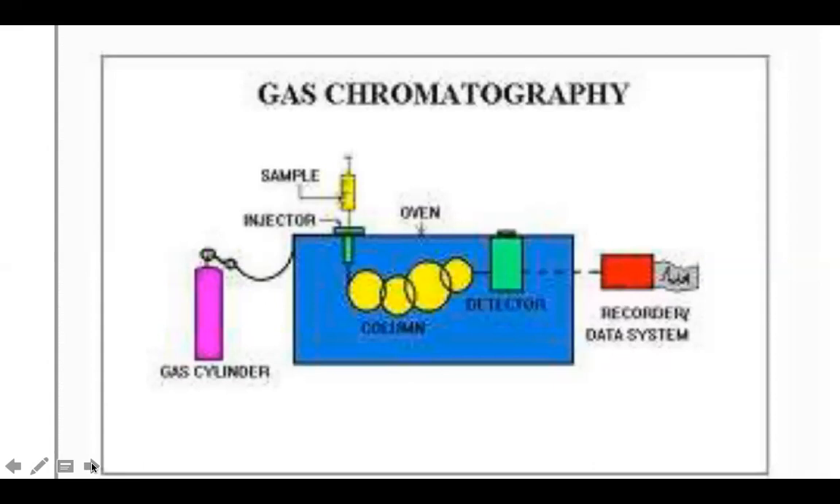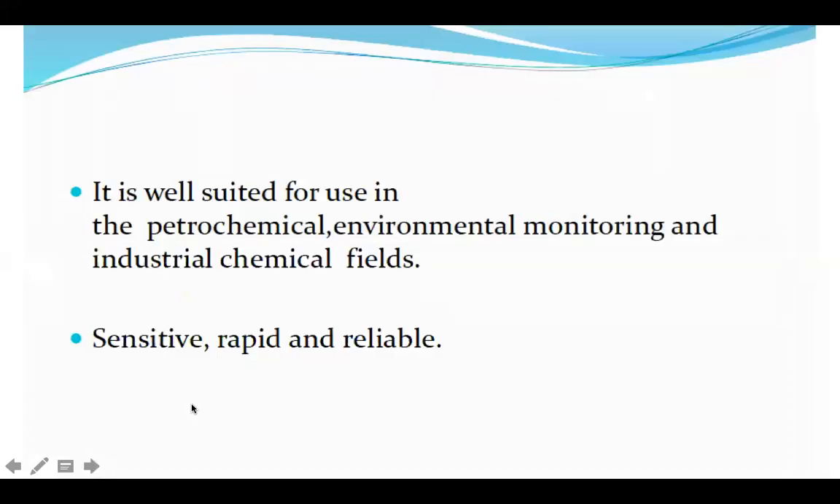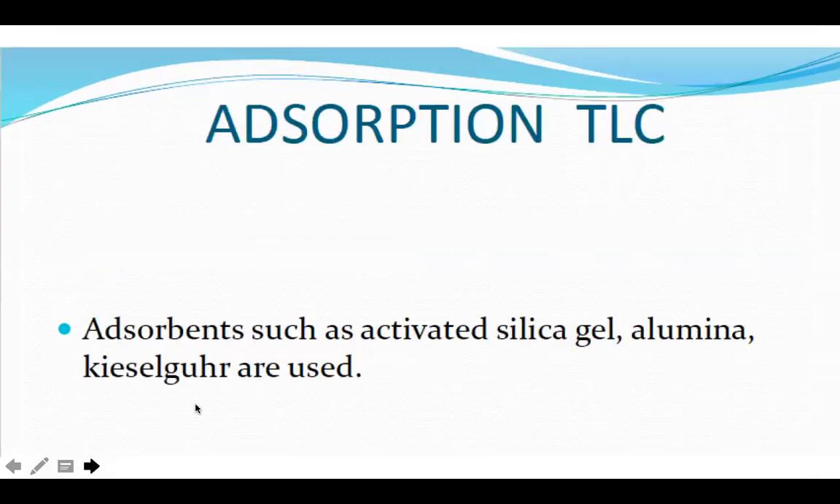So gas chromatography gives the peak, but if it is connected to the mass spectrometry, then the compound is again processed for the mass spectrometry and gives you the mass spectrum. So it is well suited for use in the petrochemical, environmental monitoring, as well as industrial chemical fields. Gas chromatography is sensitive, rapid, and reliable. This is why it has been used for many purposes.